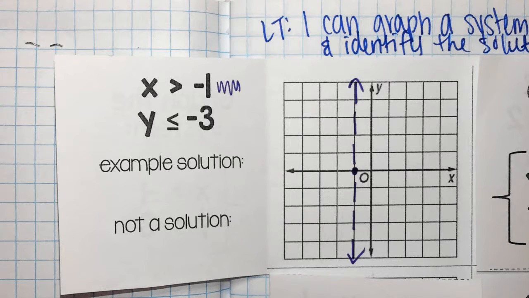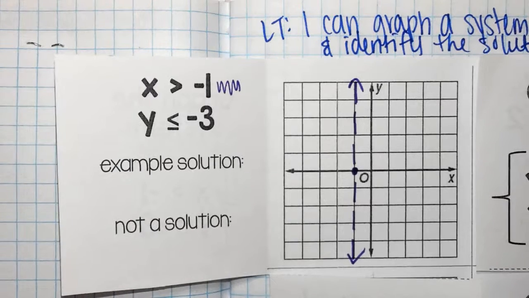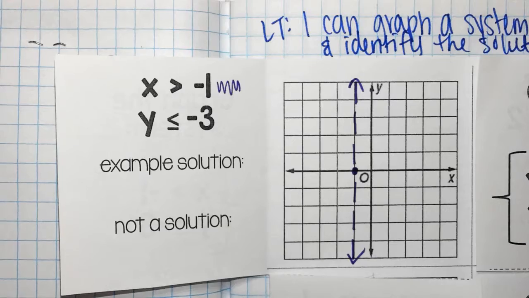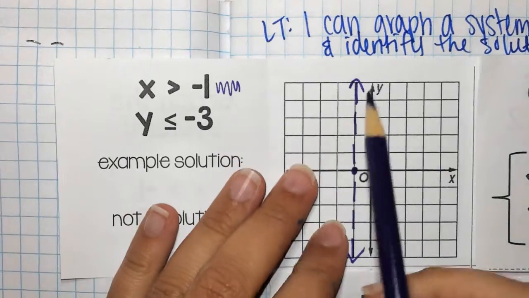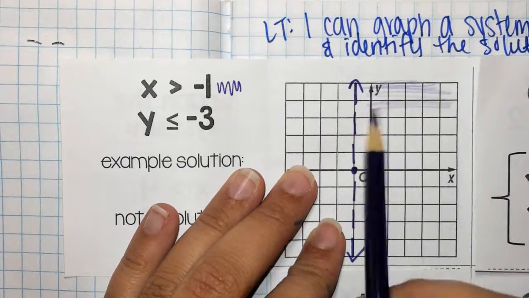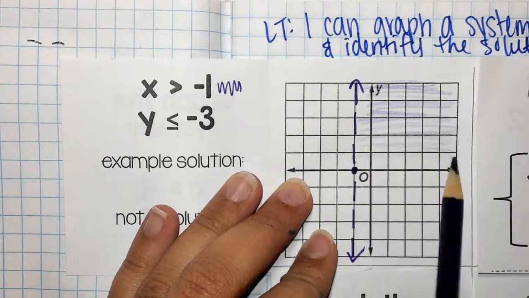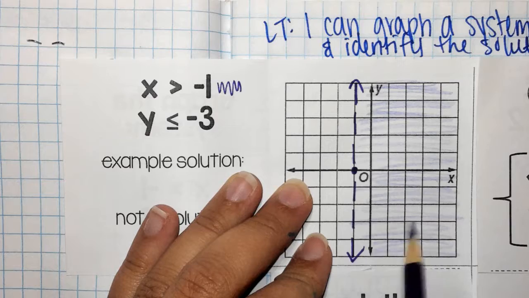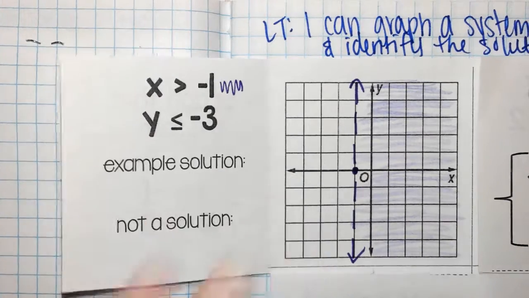Alright, now it says that x is greater than -1. What numbers are greater than -1 on the x-axis? 0, positive 1, positive 2, positive 3. So to the left or to the right? To the right. So you're going to take your colored pencil and you're going to shade everything to the right, because all these numbers are greater than -1.